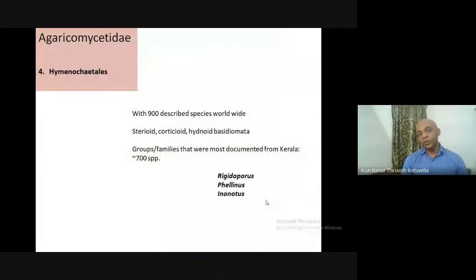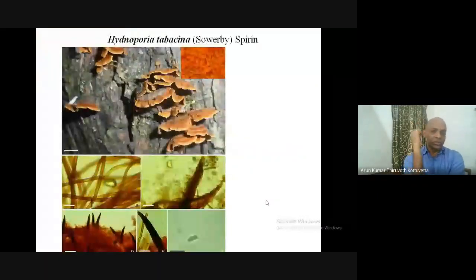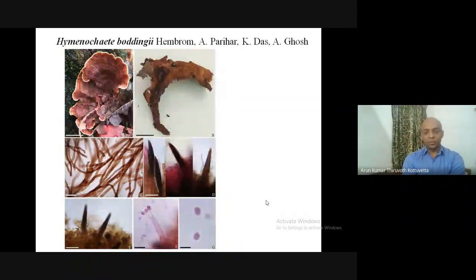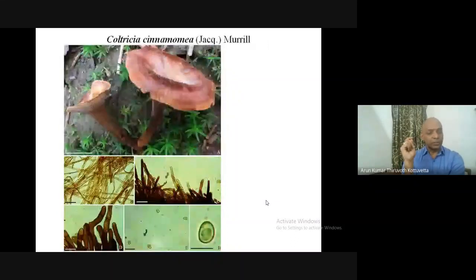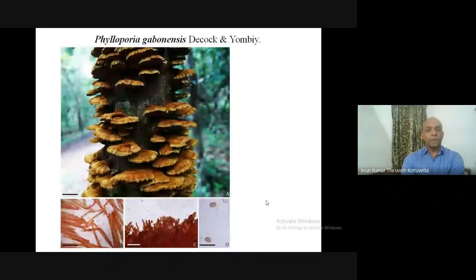And then we have the Hymenochaetales members with around 900 species described worldwide. They are the stereoid, corticioid, hydnoid basidiomata forming fungi. The examples are Rigidoporus, Phellinus, Inonotus. From Kerala, we have around 32 records of these Hymenochaetales members. Hydnoporia is a member of the Hymenochaetales. Then we have Hymenochaete bordingi, then Hymenochaete acromarginata. These are the Hymenochaetaceae members, Hymenochaetales, the Coltricia, the Phylloporia.